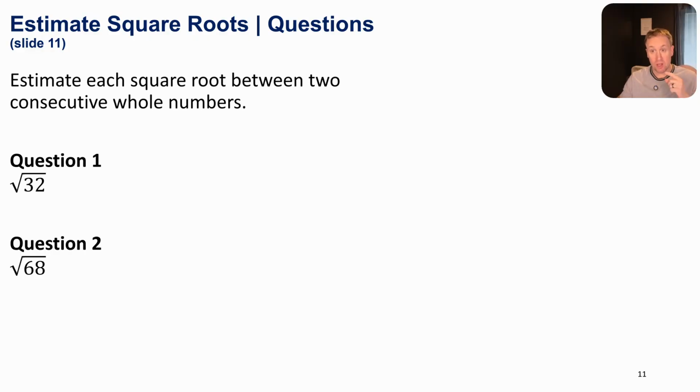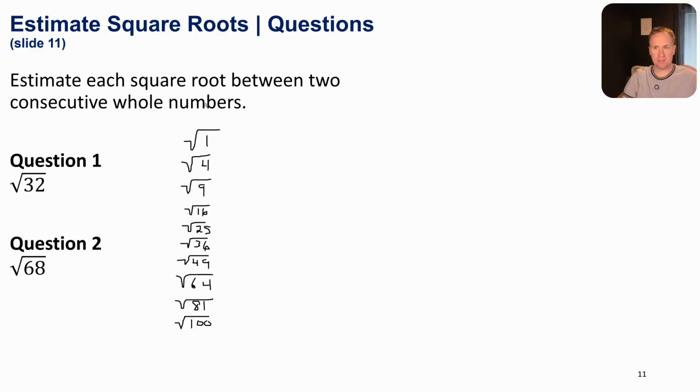So first off, when we look at consecutive whole numbers, we need to understand what our perfect squares are. So here's our listing of perfect squares. Okay, so we have a listing of our perfect squares now. So square root of 1 equals 1, square root of 4 equals 2, square root of 9 equals 3, and so on and so forth. So now let's go ahead and write square root of 32.